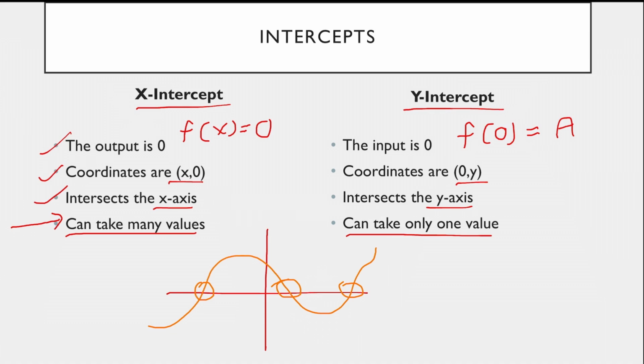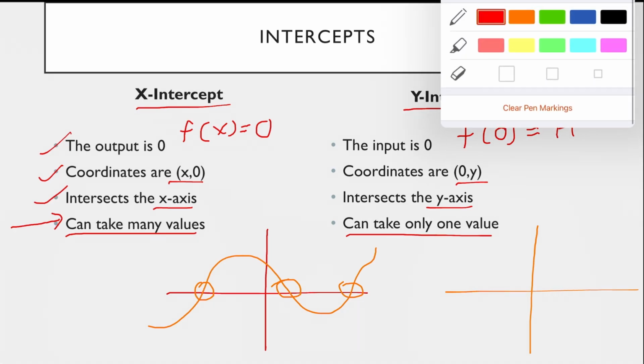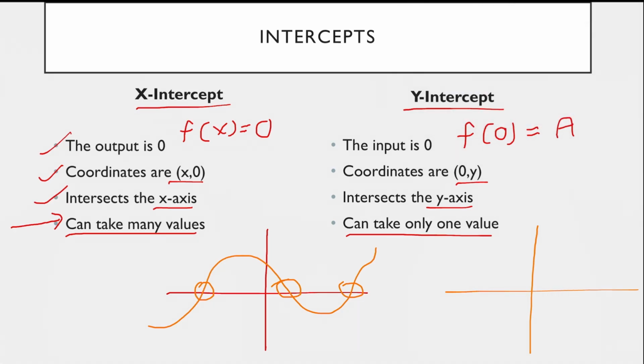But if we talk about the y-intercept, if I have my axis here, and I'll change my color again, it can only take one value. And the reason is that in a well-defined function, one input value corresponds to only one output value. And if I want to have two output values, then the function needs to intercept at two places.